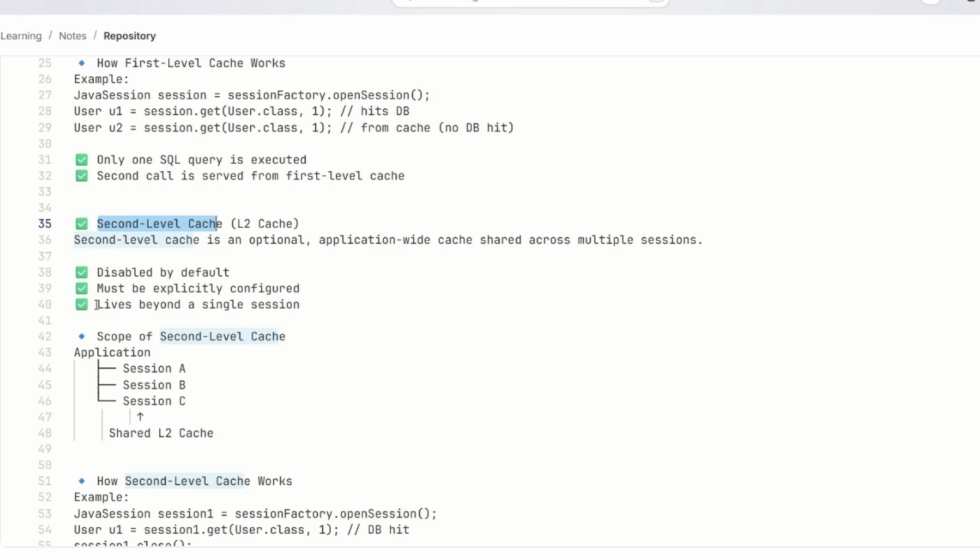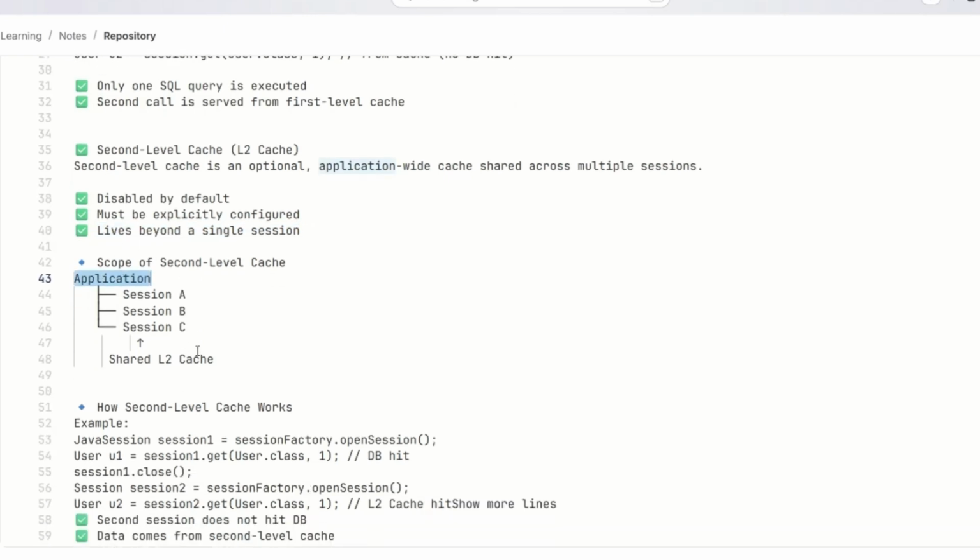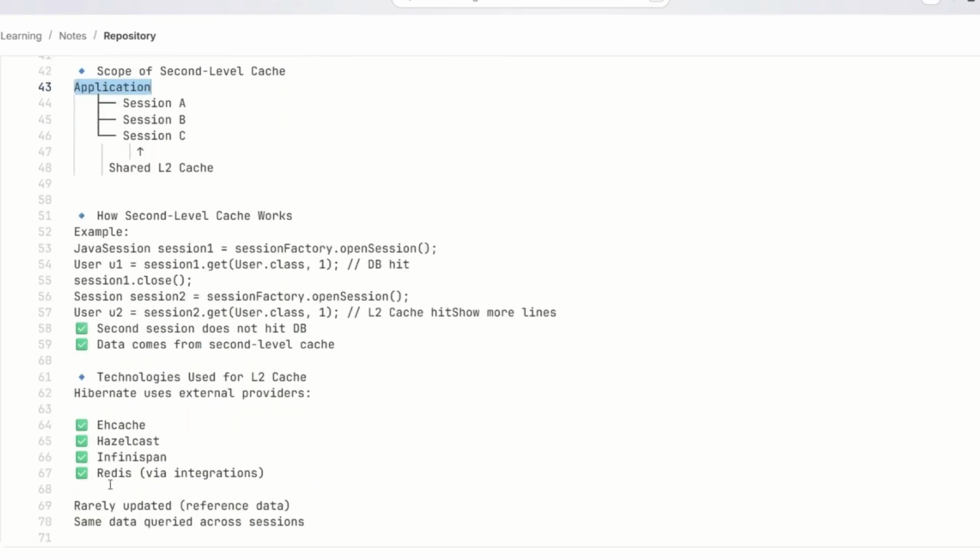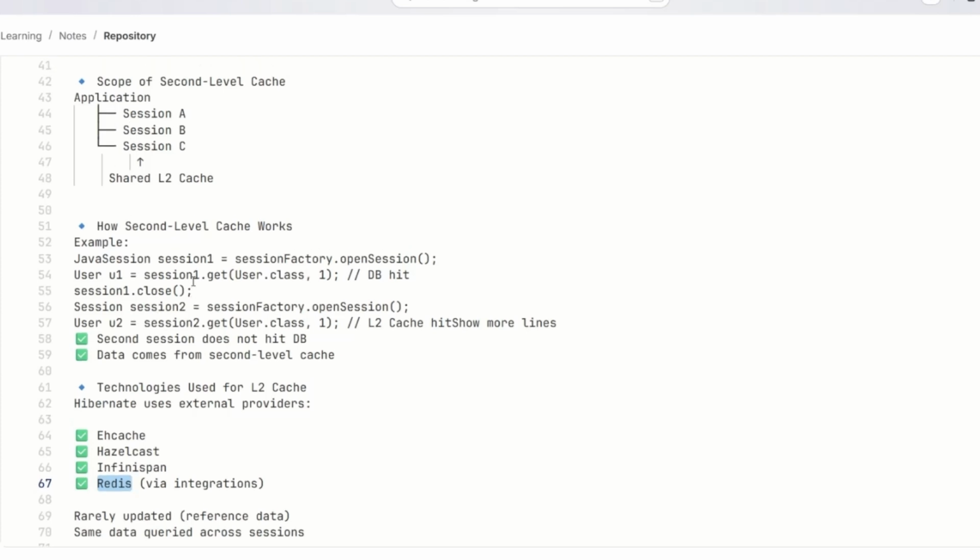This cache is stored beyond the session, and it is basically known as the application level cache. And for that, we are using Redis. Redis is one of the most popular cache management systems. This is the second level cache system, and it works similarly. Whenever we try to get the user from the database through a session, the first query will hit the database and execute one query, and from the second query, if you are trying to get the same user, it will hit the cache. So the second session does not hit the database and the data comes from the second level cache.